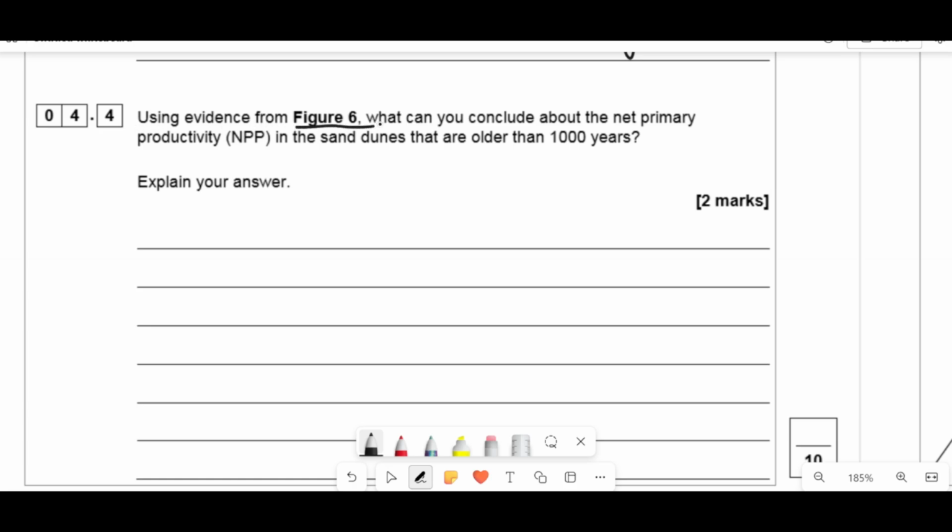Then it says, using evidence from figure 6, what can you conclude about the net primary productivity of the sand dunes that are older than 1,000 years, and explain your answer?